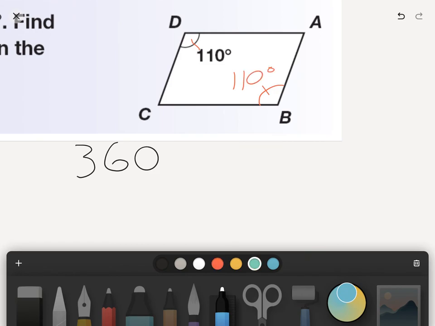So do you add them, divide by 2, and then divide that by 2? Yes, you are 1000% correct. That's very correct.